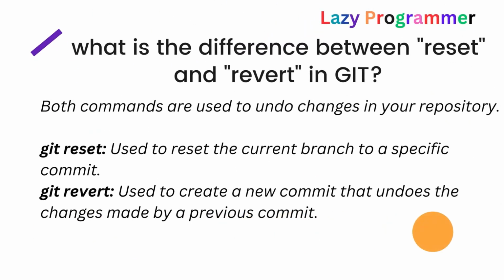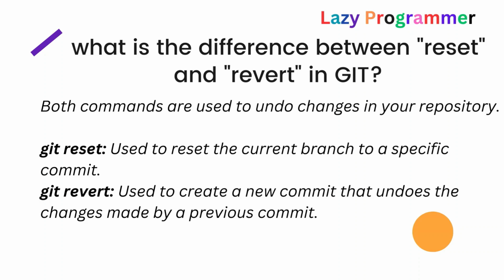Another important question is, what is the difference between git reset and git revert? Both reset and revert are commands that allow you to undo the changes in your repositories. However, there are some differences between these two commands as well. The git reset command is used to reset the current branch to a specific commit. When you run git reset, git moves the current branch pointer to the specific commit which you have mentioned. And whatever changes were done after that, all those will be discarded and removed from the history.